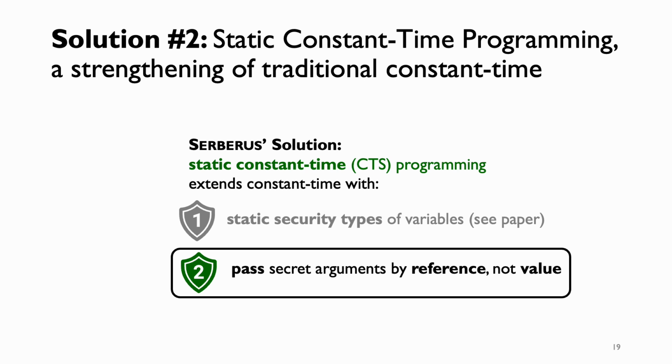To overcome this problem, we propose static constant time programming. This extends constant time with two additional requirements. One, that all variables have static security types. Please see the paper for details on this. And two, that all secret arguments are passed by reference, not by value. So this latter constraint solves challenge number 2.